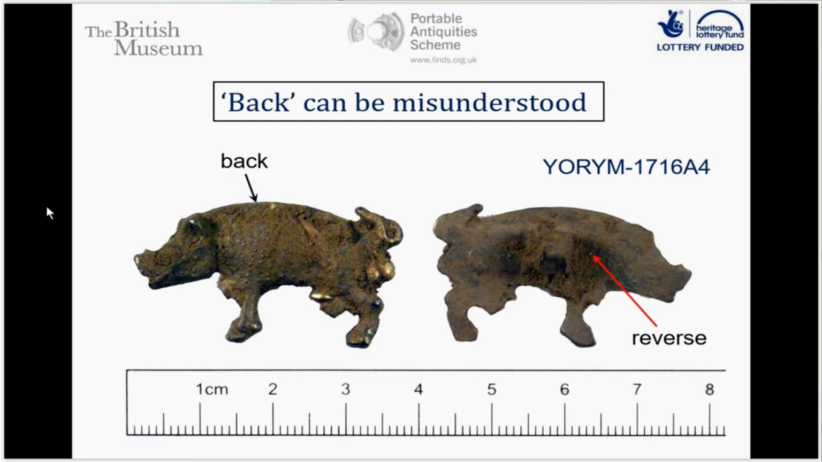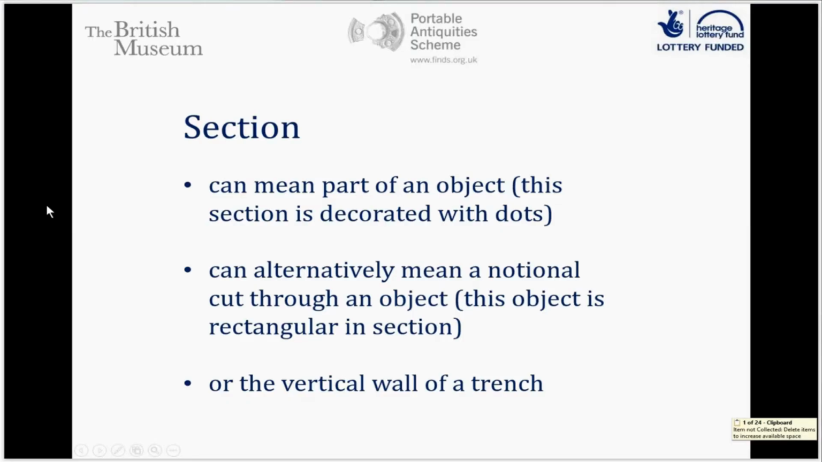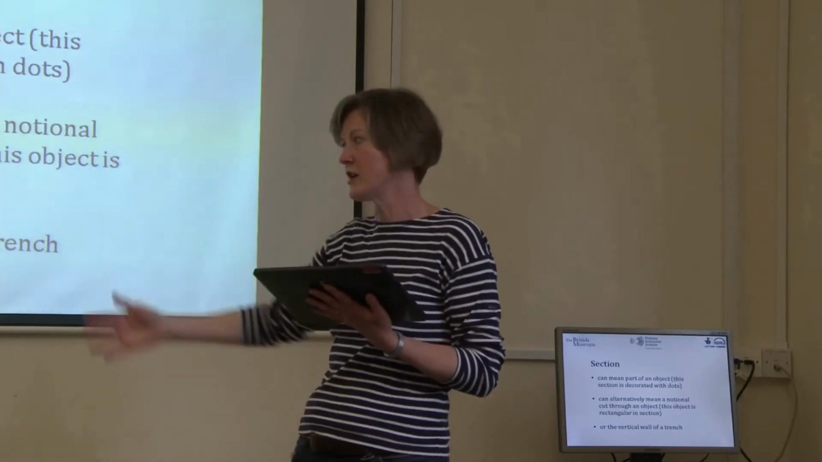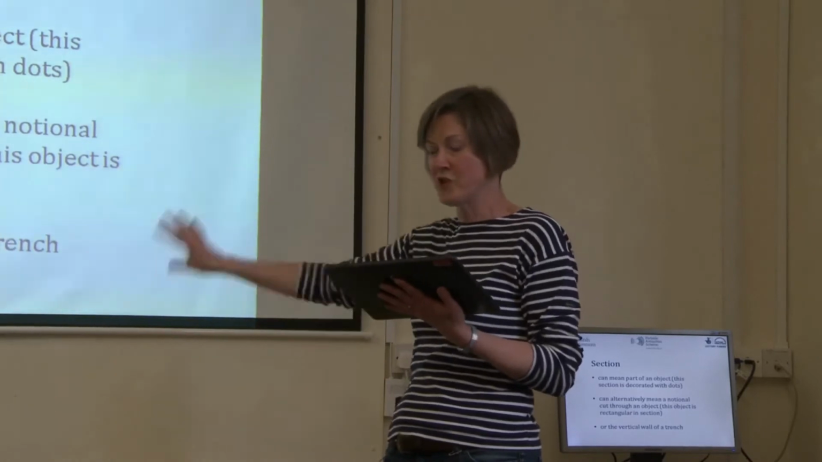There aren't an awful lot of things like this, but they do exist. This thing has two backs, beast with two backs. No, it has to be the beast with one back and reverse. Section is a word that I feel also has, well, I have written down two meanings, but I think it's three. Most people use section to mean part of, don't they? Yeah. Or it can mean a notional cut through, like a cross section, or in archaeology it can mean a vertical cut through stratigraphy.